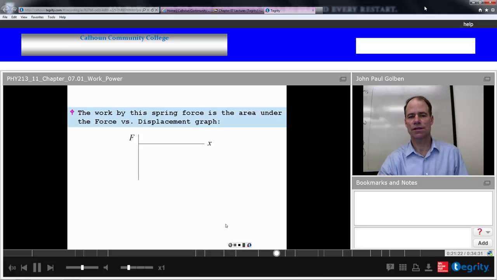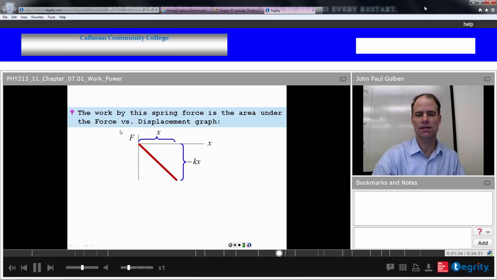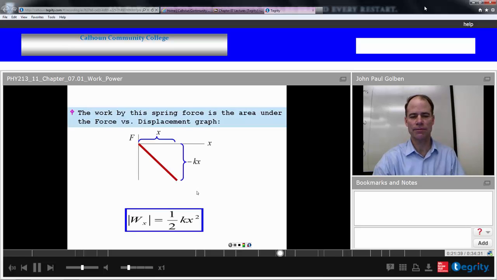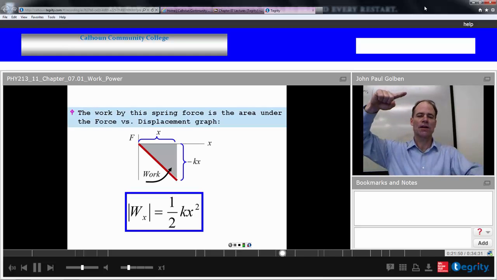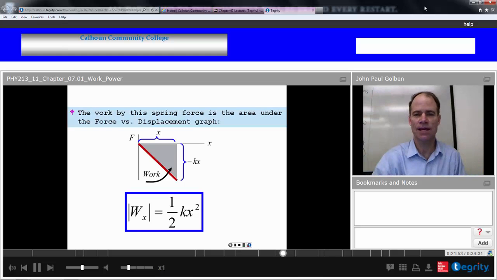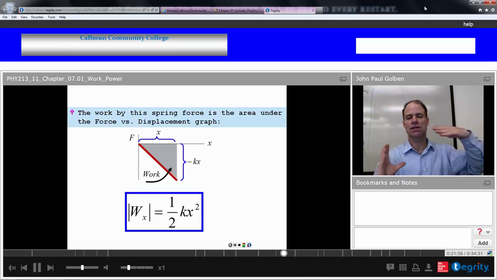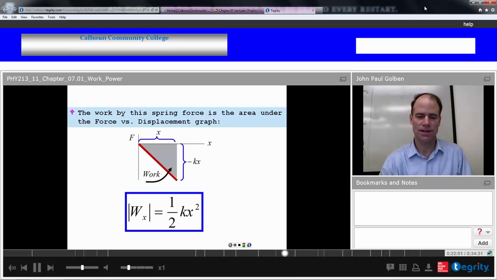So if you were to push on this spring, you would exert a force equal to the spring force, and the spring force, graphed as a function of x, will look something like this. Negative kx will be a line going down with some slope, negative k. The area underneath this graph will be the area of this triangle, and that's going to be 1/2 the base times the height. So that's going to be 1/2 times x times the height, which is the value of kx. So that's going to be 1/2 kx squared. So the area under this force versus x graph is 1/2 kx squared, and that would be the work done.